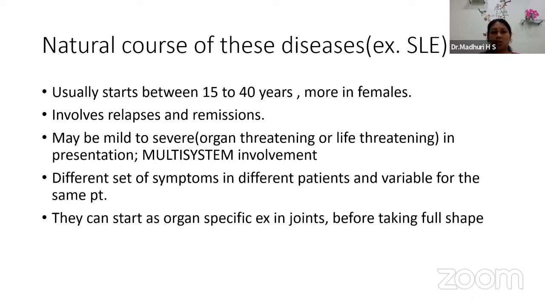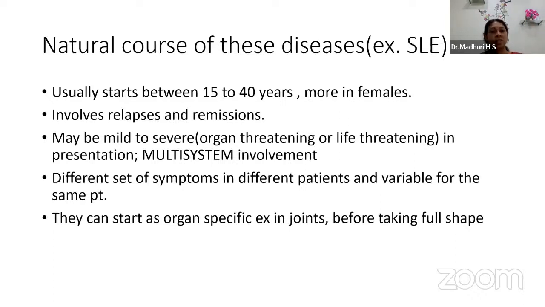Coming to the natural course for some disease like SLE, it usually starts in early adolescence to midlife, like 15 to 40 years. And it is more common in females compared to males. There are very few autoimmune diseases which are more common in males. And then the most important aspect for all the autoimmune diseases is its nature to relapse and remit. Okay. So this is what makes it different from other chronic diseases like diabetes and hypertension, where they are just slowly progressive or stable.